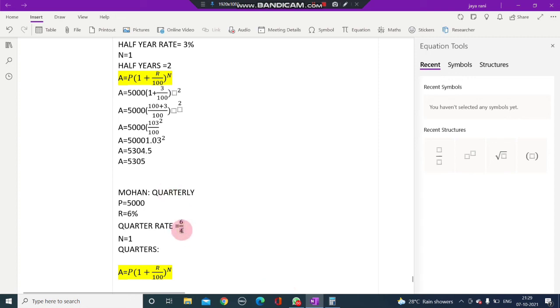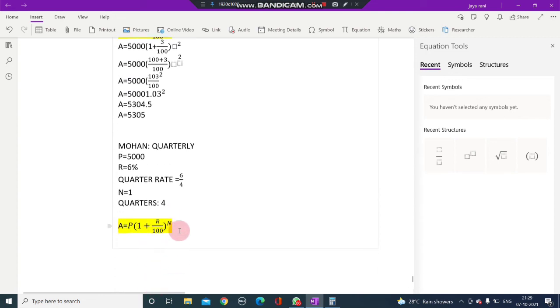Annual rate by 4 is the quarter rate, and n is equal to 1. Then how many quarters are there? We know that 4 quarters are there. So we can make use of the very same equation: A is equal to P into 1 plus R by 100, raised to n. Then substitute these values. The rate is 6 by 4, simplified, that is 3 by 2. Sorry, 3 by 2. Then substitute these values in the equation.